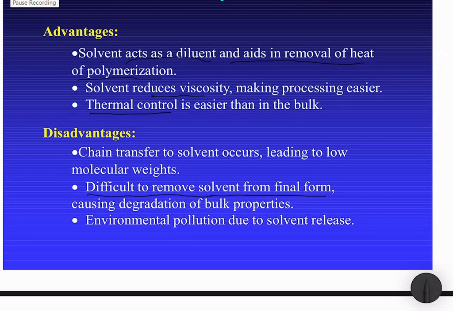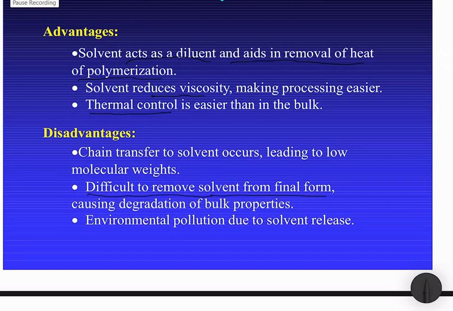Now we have some major drawbacks of this technique as well. First of all is the intrinsic chain transfer reaction which can be induced by the solvent. Almost all the solvents have the capability of inducing the chain transfer reaction. Some have higher capability and some have lower capability. You have to be very careful while selecting the solvent in a solution polymerization technique, and you need to check what is the transfer constant of the solvent.